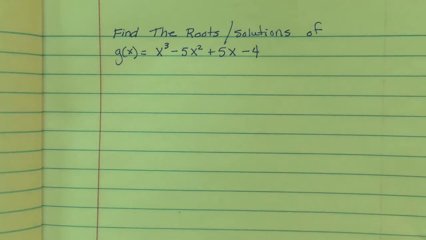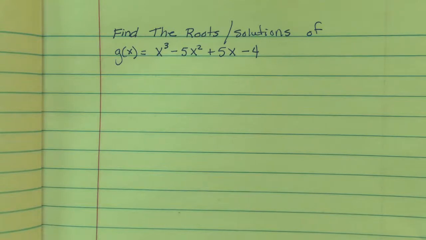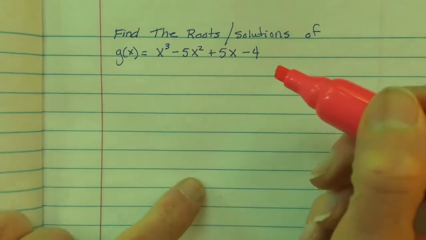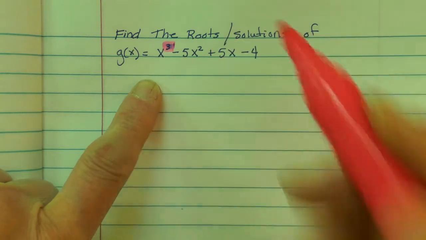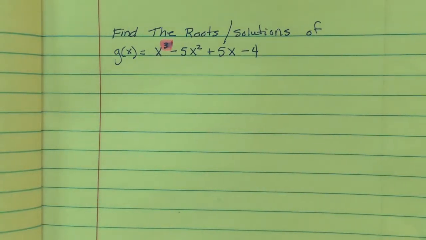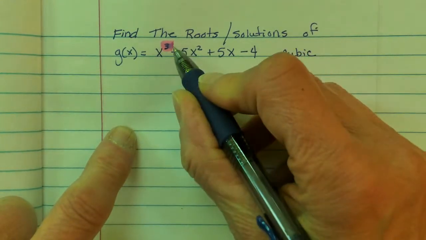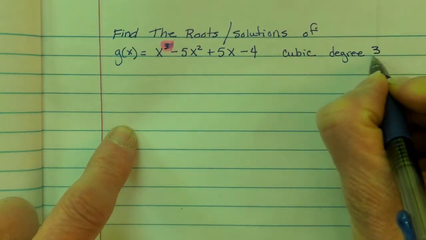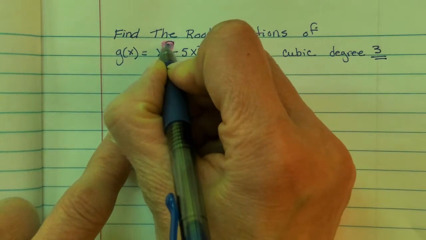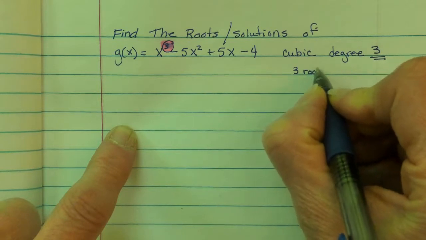In this video, I need to find the roots or solutions to this function. So we need to take note of certain things of this function. The first thing I see is that it's a third degree function, so it's not a quadratic. So this is a cubic, which means that it's a degree 3. This degree of 3 right here tells me that I should have 3 roots.